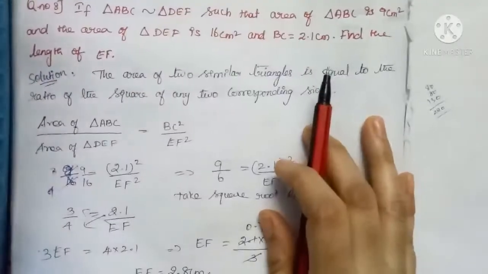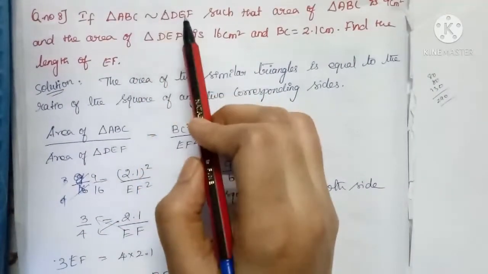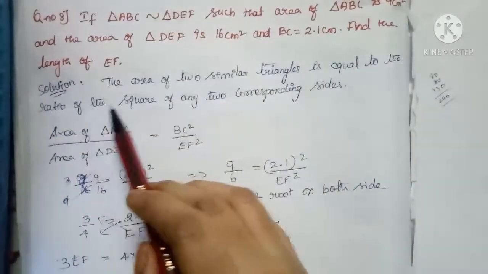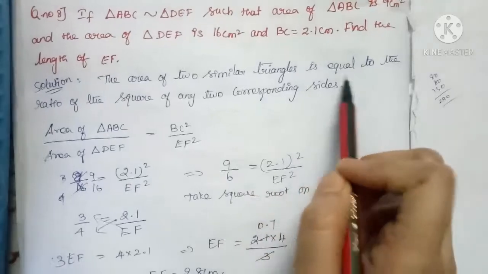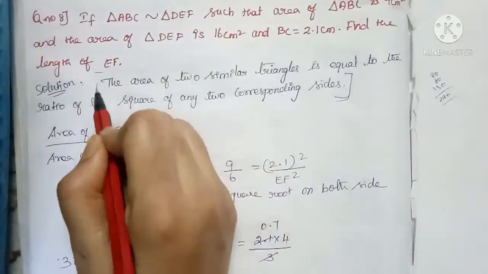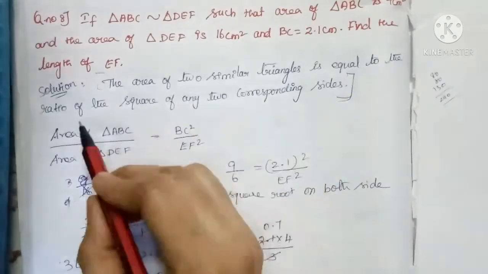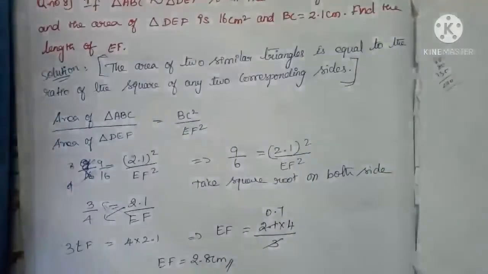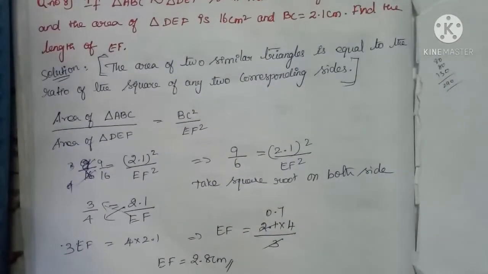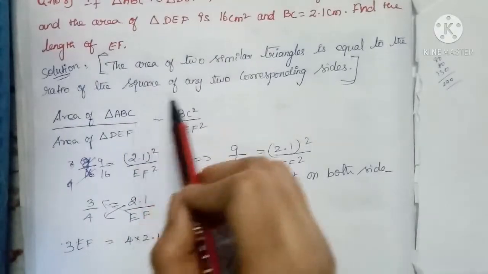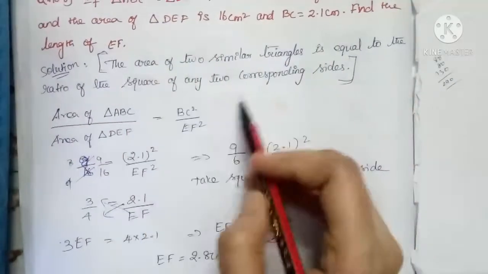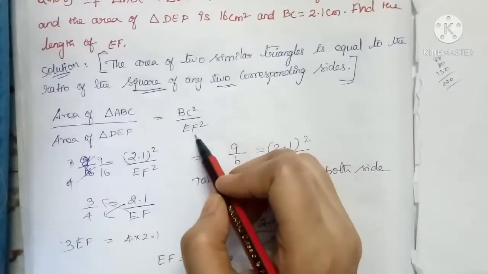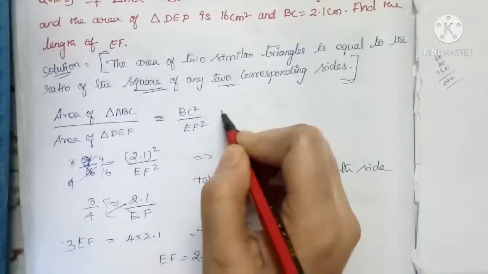Okay. Here they have given two triangles. One is ABC and the other one is DEF. The ratio of the areas of two similar triangles is equal to the ratio of the squares of any two corresponding sides. This was your condition. Ratio means we have to divide. That means area of triangle ABC divided by area of triangle DEF. What are the corresponding sides? BC and EF. Square means BC square by EF square.